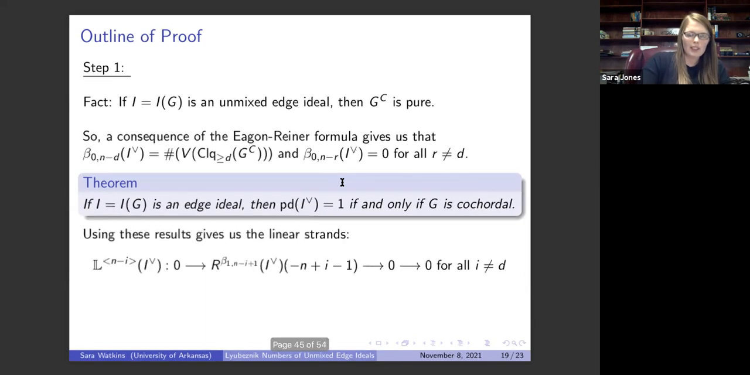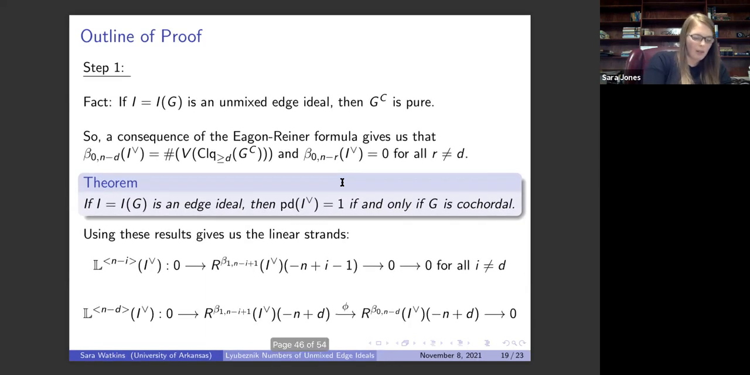So putting these things together, we do see that we have these linear strands. Notice that the 0 in the n minus i linear strand comes from the fact that right above the theorem statement it says the 0, n minus r Betti number is 0 for all r not equal to d. And then notice here that the n minus i linear strand only has one term. And again, this is what is going to make this homology easy to calculate here.